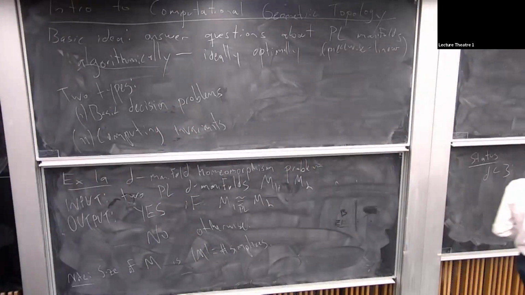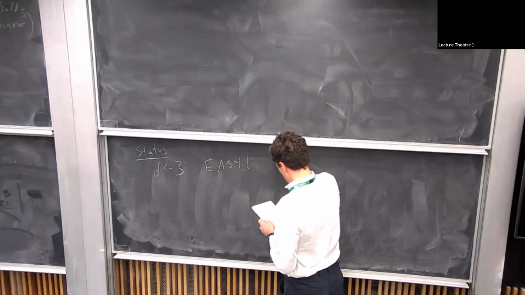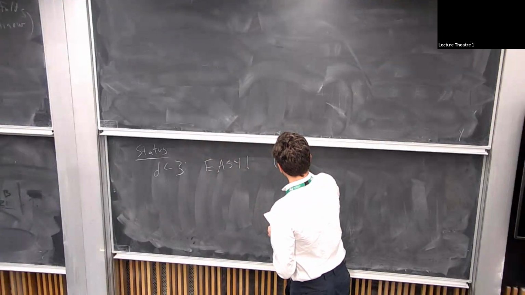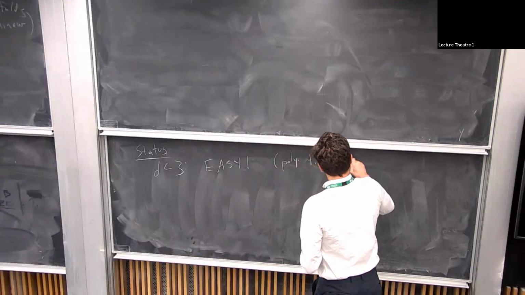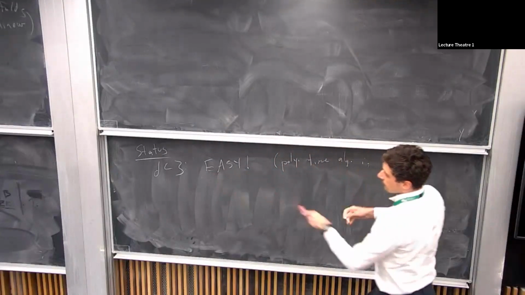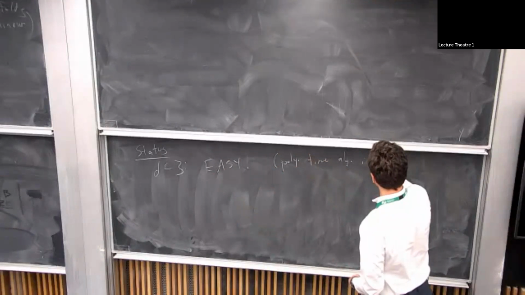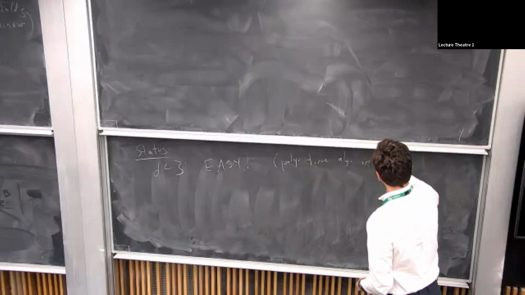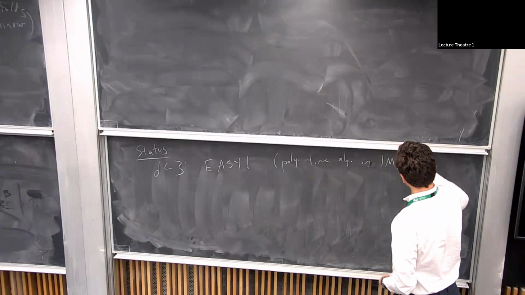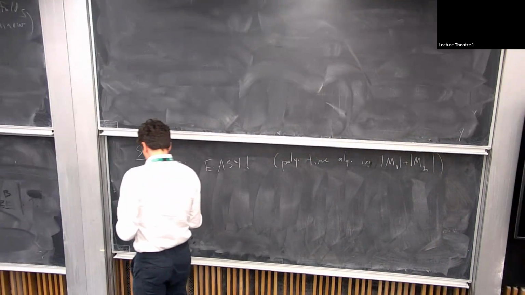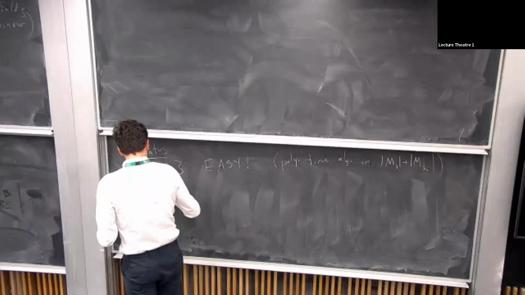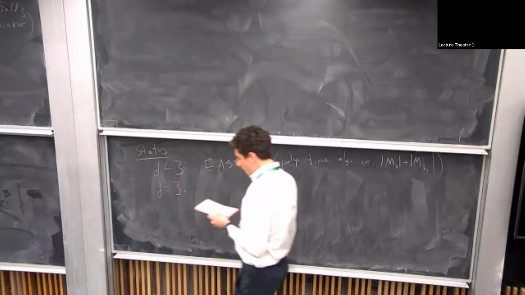So this is easy in the sense that, more precisely, there's a polynomial time algorithm in the size of the input, which if the input is 2 triangulations, should be the size of the first triangulation plus the size of the second triangulation. So it's polynomial. Okay. D equals 3. What's the status of that?